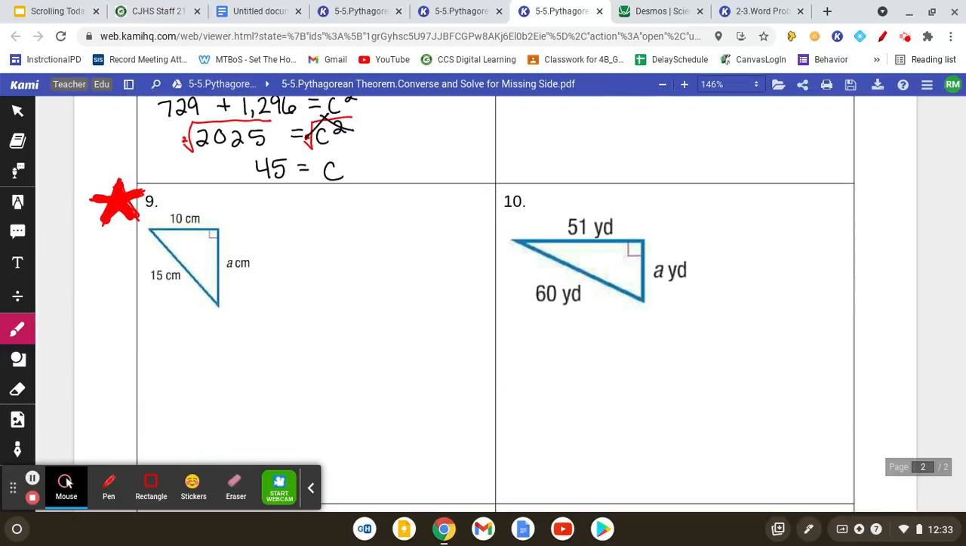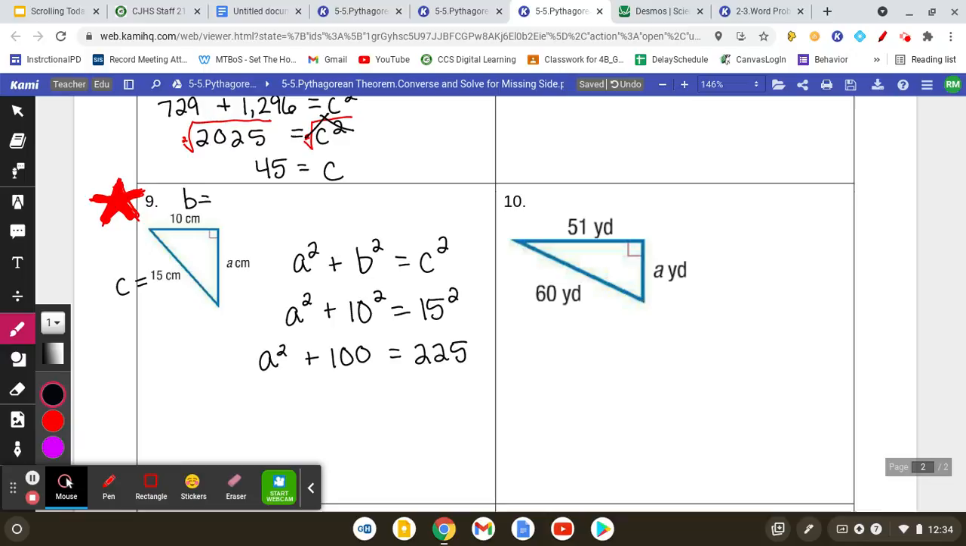Go ahead and see if you can label it and plug it into our formula, our a squared plus b squared equals c squared. Go ahead and get the problem set up. See if you can complete as much as you can, and unpause the video when you're ready to figure out the answer.